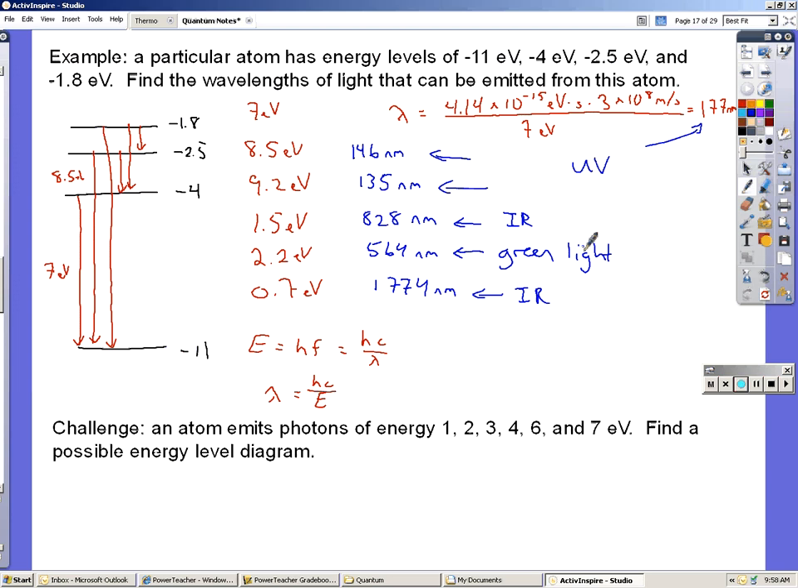If you want a challenge, you go the other way. You say, here are the photon energies, find a possible energy level diagram. And there's usually more than one possibility. So have fun with that. It's a challenge.